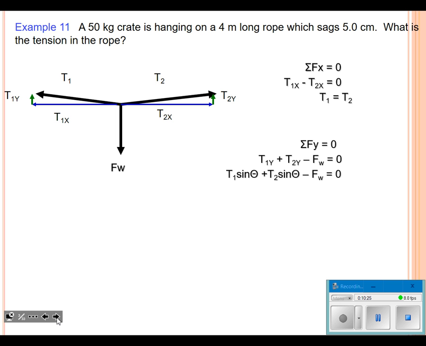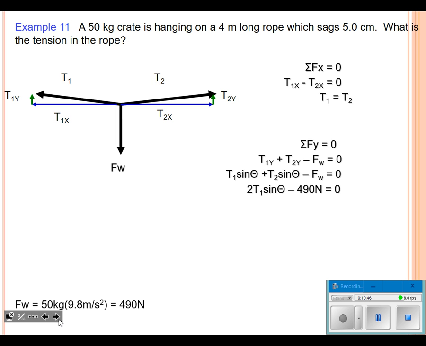Okay, well, first of all, we don't know the F of w. We also don't know the angle. But we can find the F of w. F of w, if you remember, is just mass times gravity. So since that is just the weight force, it's 50 times 9.8 meters per second squared, which would make our F of w 490 newtons.